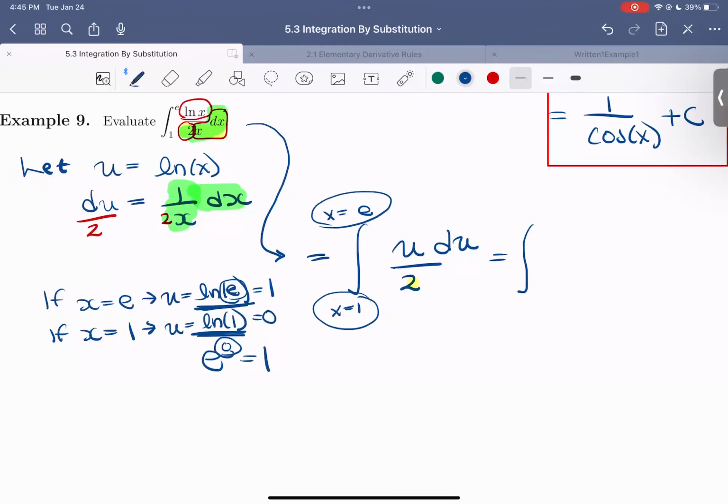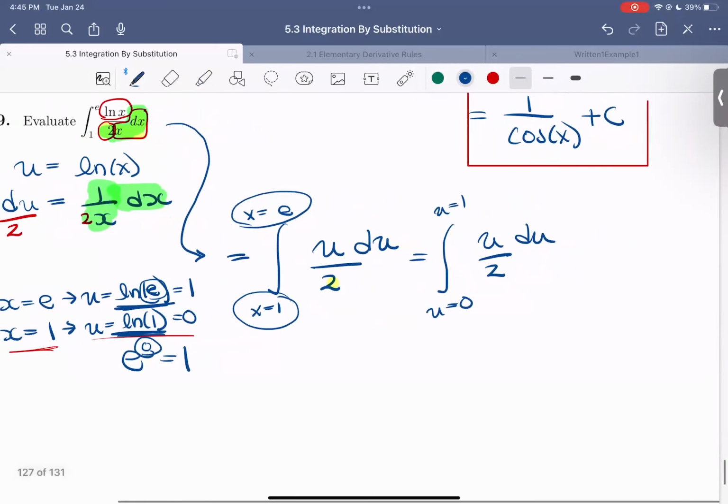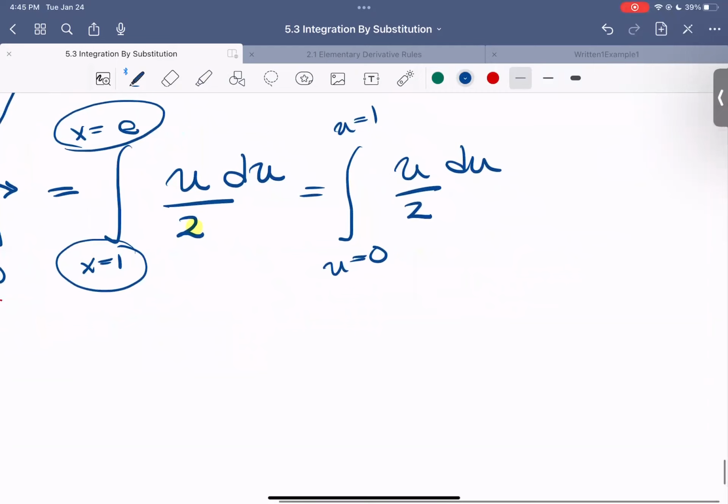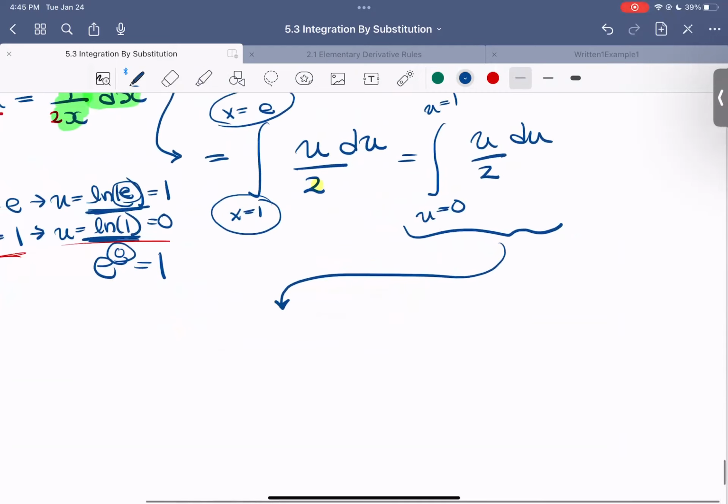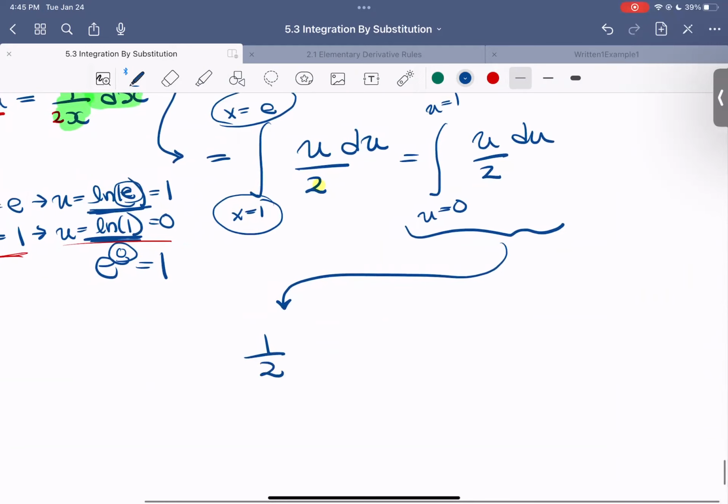So we can change these bounds right away. When x is e, u is 1. So we just go u to 1. And when x is 1, u is 0. So then u would be equal to 0. Now we have u du over 2. All right, this just gets simpler and simpler, right? Isn't it so satisfying how it becomes so nice and straightforward here? So now we can bring that 1/2 out. We have the integral from u is 0 to u is 1 of u du.